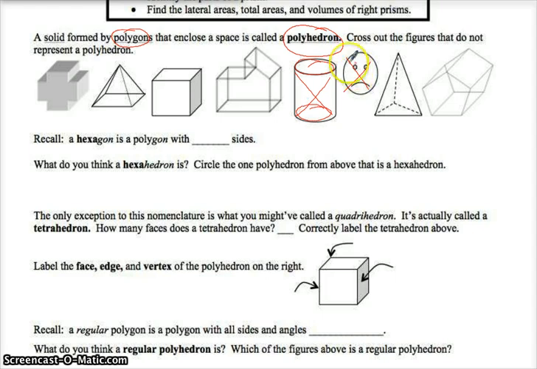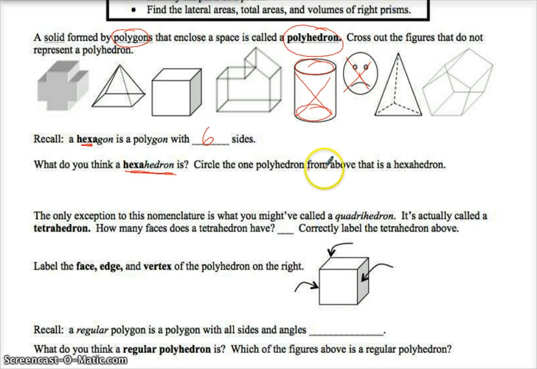And this, obviously, it's not three-dimensional. It's just a smiley face. It's not a polygon, so that's not a polyhedron. The others work fine. Okay, recall a hexagon is a polygon with how many sides? So hopefully you're saying 6. We've done a lot with hexagons. So what do you think a hexahedron is?